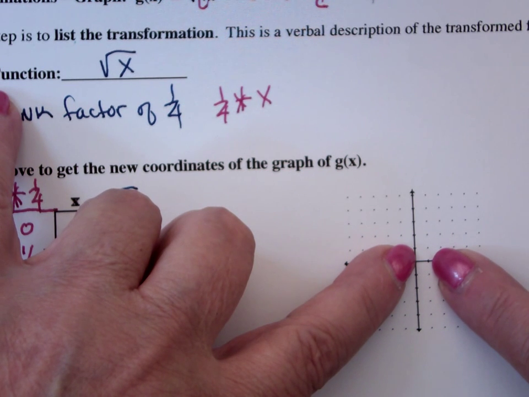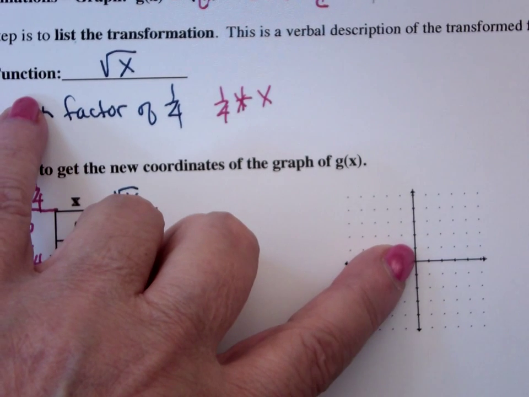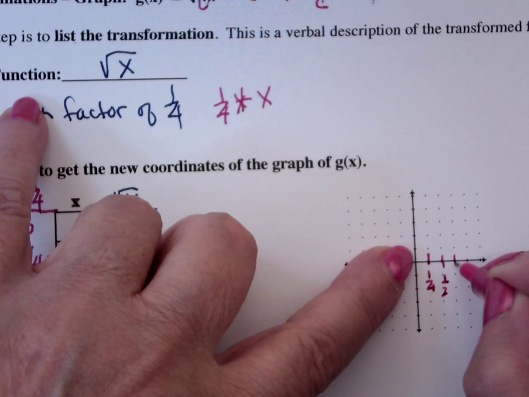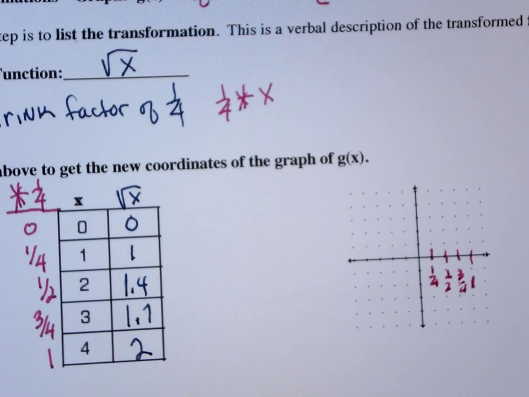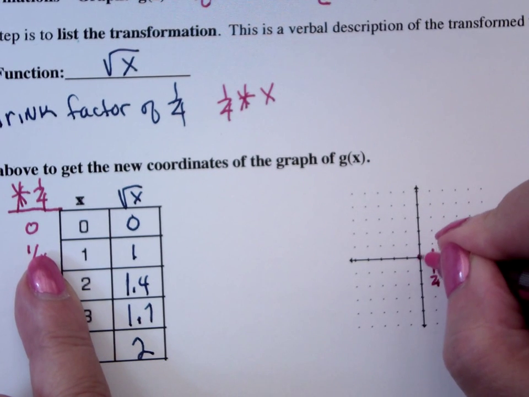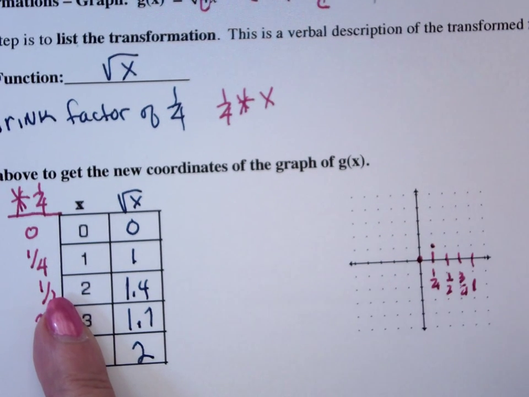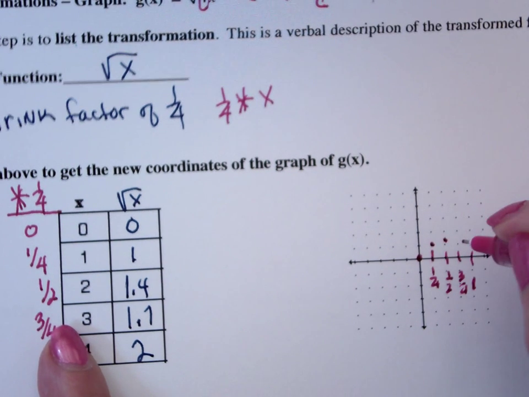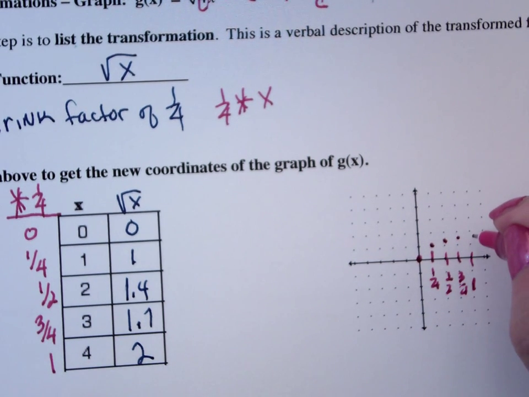So is he going to be difficult to graph unless I scale the paper? Yeah. So I'm going to scale the paper. So this is 1/4, 1/2, 3/4, and 1. So I can get a picture of him. Because otherwise I won't have a picture. So it's going to be 0, 0. 1/4, 1, 1/2, 1.4, 3/4, 1.7, and 1 is 2.